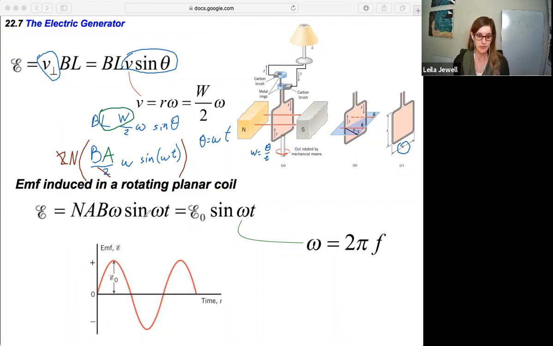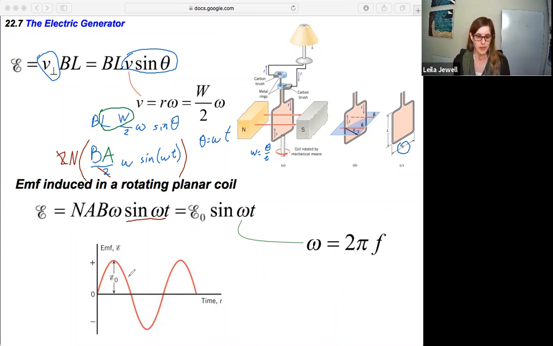Since this is a function, sine of omega t, we could plot how the EMF changes with time. It starts at 0, goes up to some maximum value, back down to 0, back to that same maximum value but with the opposite polarity, oriented in the opposite direction, back to 0, and back again. This looks like our AC voltage that we previously saw. And it's created just by having a coil that turns in the presence of a magnet.